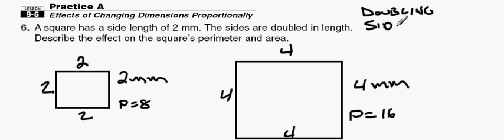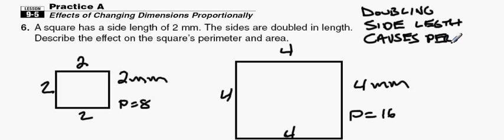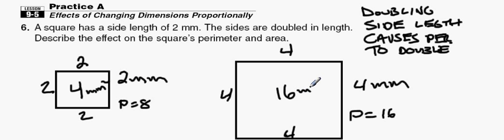Doubling side length causes perimeter to double. Here, if I look at the area, which is side squared, this would be 4 millimeters squared. Here, this is 16 millimeters squared. So we see that the larger area is 4 times as big.